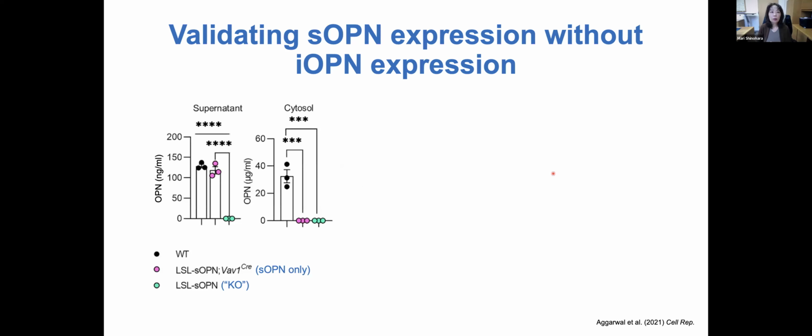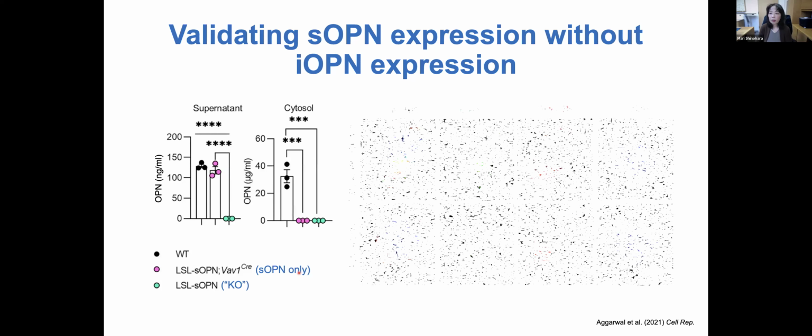And then also the validation of sOPN, and also validation of no iOPN in this system. Again, similarly, I'm sorry that we just flipped the order. The pink color shows sOPN only. And then also LSL sOPN, which serves as knockout. In the supernatant, again, this is the most important one, sOPN only. Yes, we can see OPN. Importantly, in the cytosol, we didn't see cytosolic OPN in this sOPN only mutant.